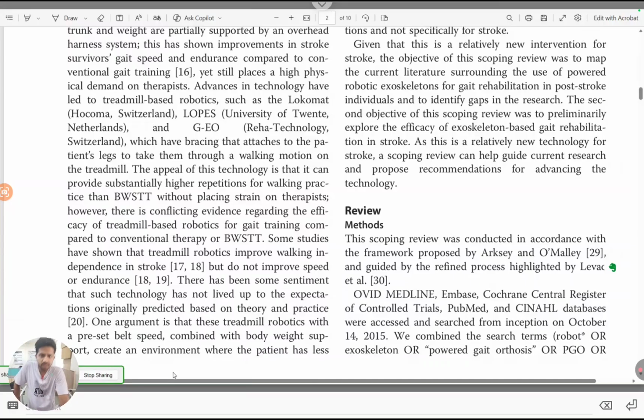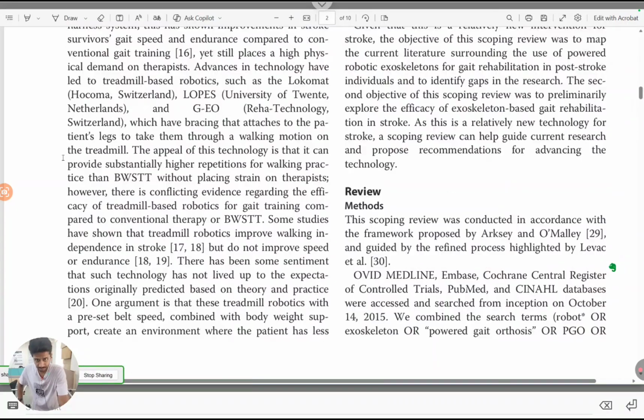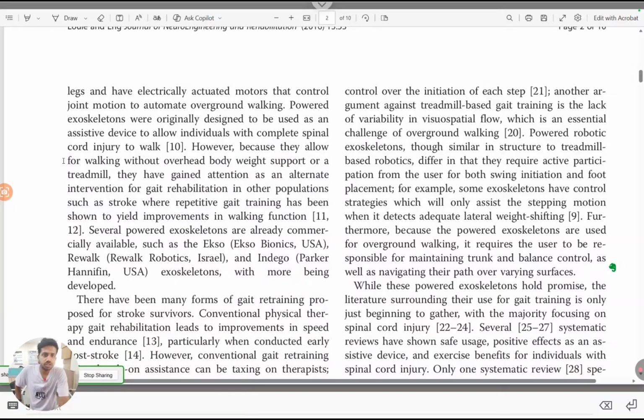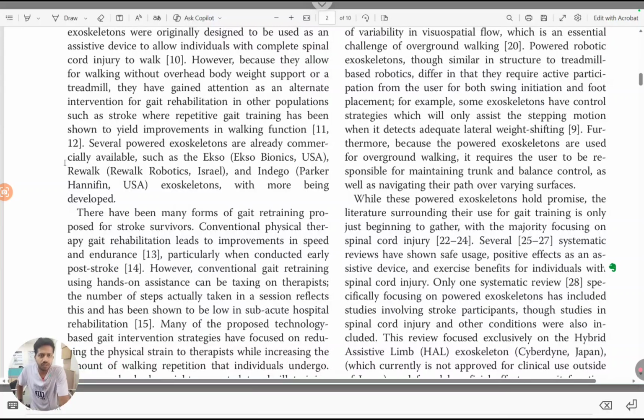There has been some sentiment that such technology has not lived up to the expectations originally predicted based on theory and practice. One argument is that treadmill robotics with a preset belt speed combined with body weight support creates an environment where the patient has less control over initiation of each step. Another argument against treadmill-based gait training is the lack of variability in visual-spatial flow, which is an essential challenge of overground walking.